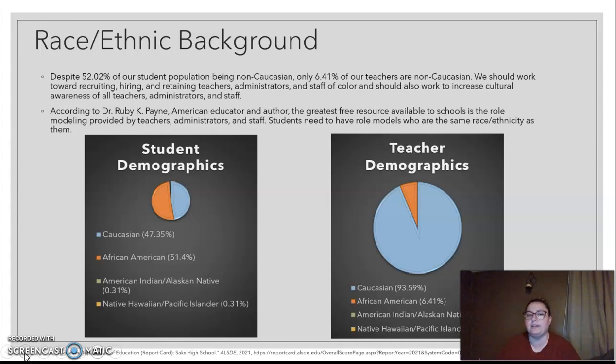You can tell quickly just by looking at these demographics here between students and teachers how vastly different they are. The blue represents our Caucasian students, and then teachers, and the orange represents our African American students, and then teachers. And you can't even really tell the green or yellow of our American Indian, Alaskan Native, and Native Hawaiian Pacific Islander population because it is so small.